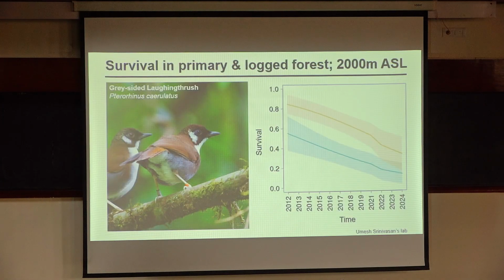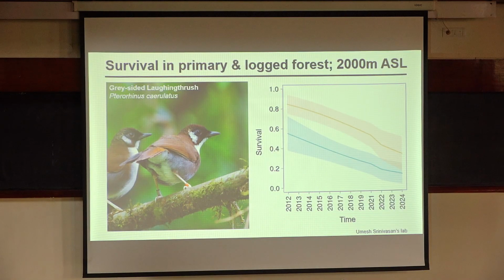And we do see for many species that survival rates on the y-axis are declining quite drastically with time, where you're going from about 80% survival to 40% survival over a 15-year time period, which is quite a dramatic decline.